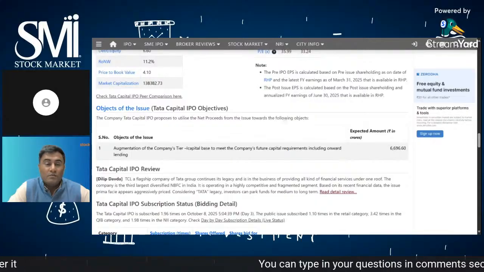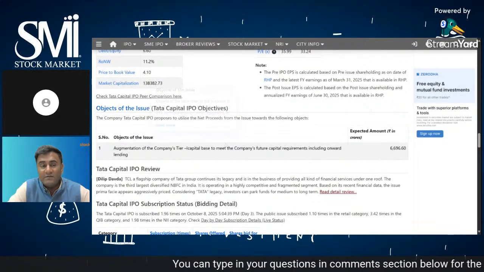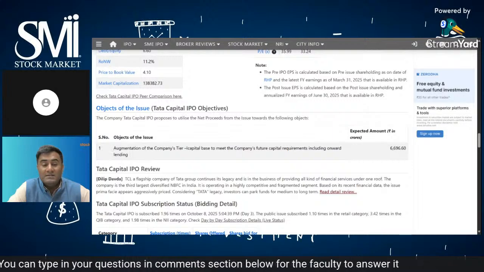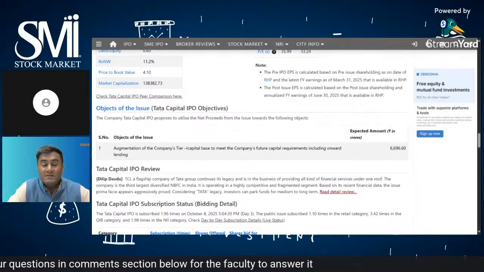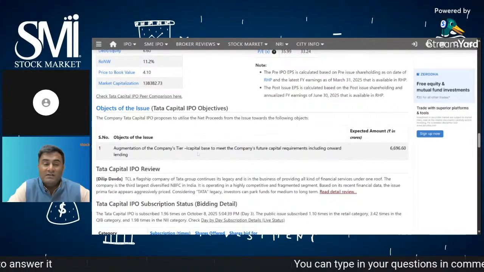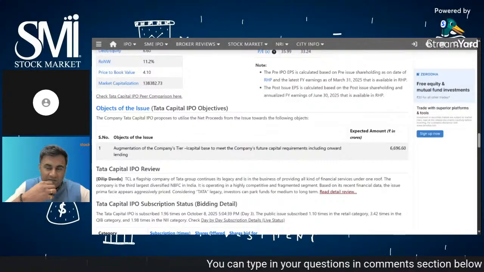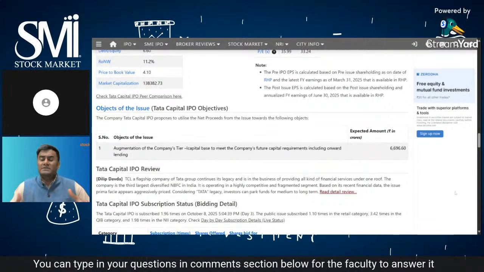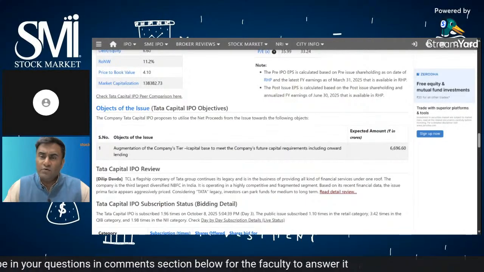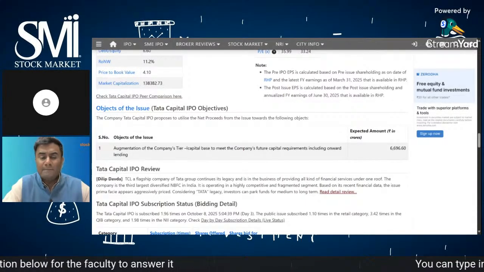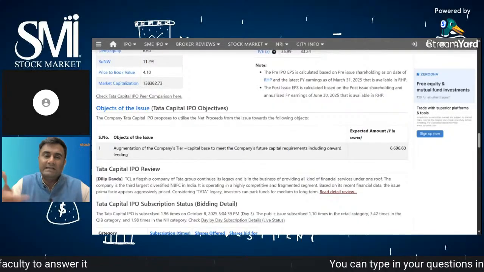Okay, so this is the last thing that I would like to check: objects of the issue. Augmentation of the company's tier 1 capital base to meet the company's future requirement, including onward lending. So they've raised this money to basically increase their purse size so that they can lend more money. That is my simple understanding of the DRHP.